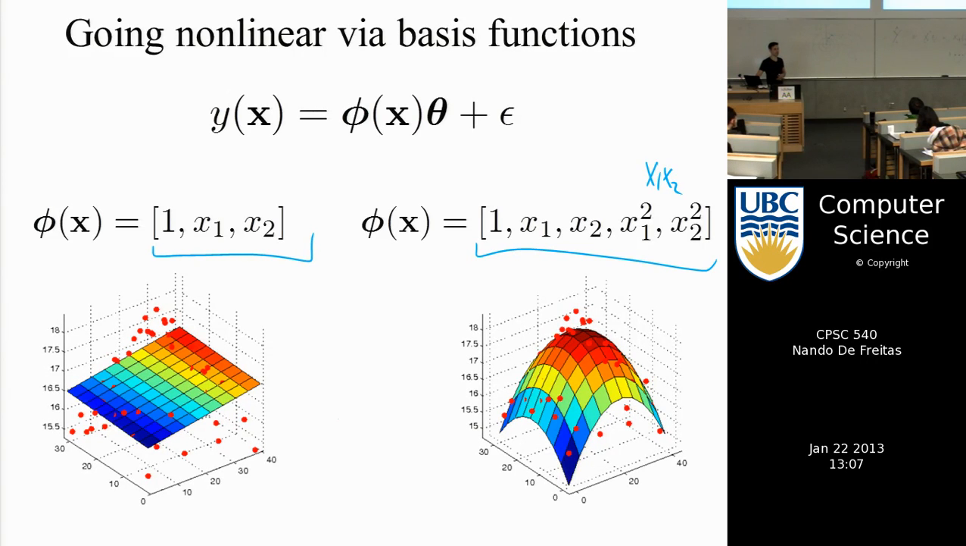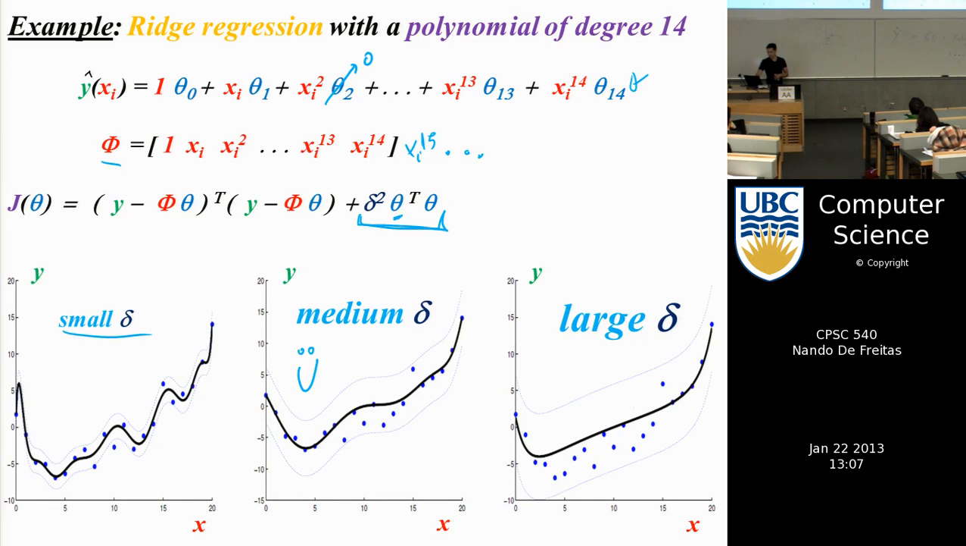And we can do this in 2D and higher dimensions. Again, the idea of using a regularizer is that when you have a very high order polynomial, we will be able to set some of those thetas to 0.